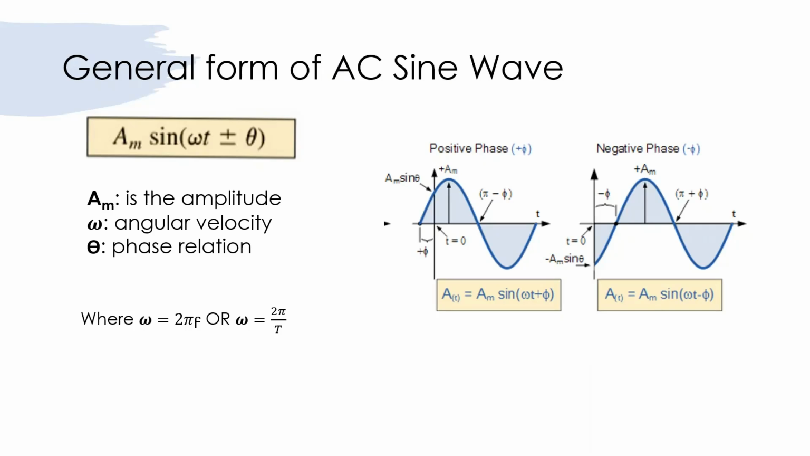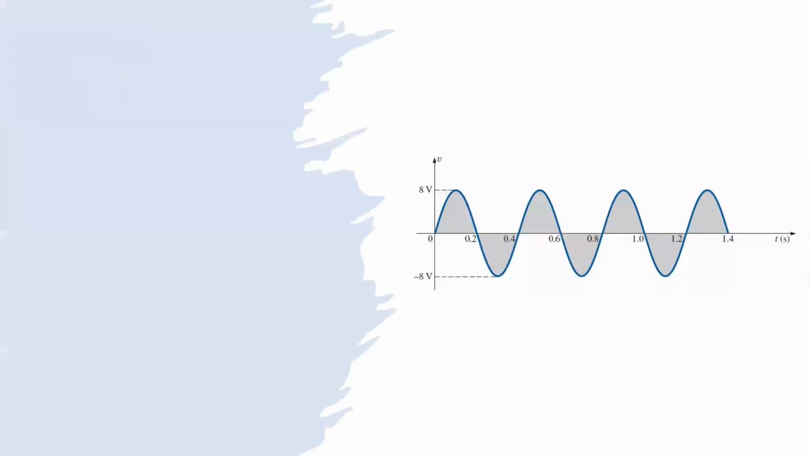Here is the general form of the AC sine wave. The formula is the amplitude times sine of brackets omega times the period plus or minus the phase, where omega, or the angular velocity, is given by omega equals 2 times pi times frequency, or 2 pi over T. And phase is the relationship of the waveform. The phase represents the phase shift of the waveform along its horizontal axis. A negative phase means the waveform is shifted to the right and the waveform is leading. A positive phase means the waveform is shifted to the left and the waveform is lagging.